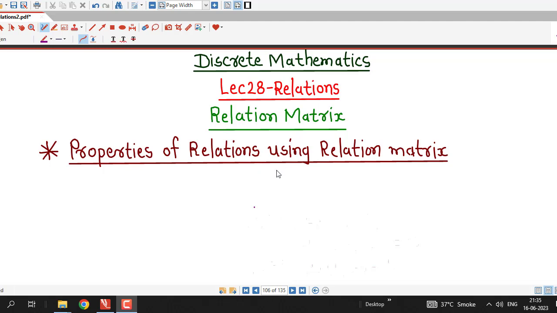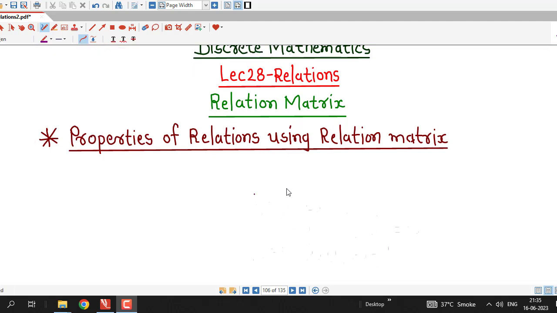In this lecture we are going to discuss properties of relations using relation matrix. In lecture number 27 we have discussed what is relation matrix and how to write down the relation matrix corresponding to given relation. So if you have not seen lecture number 27, I suggest you to watch that lecture first and then go for this lecture.